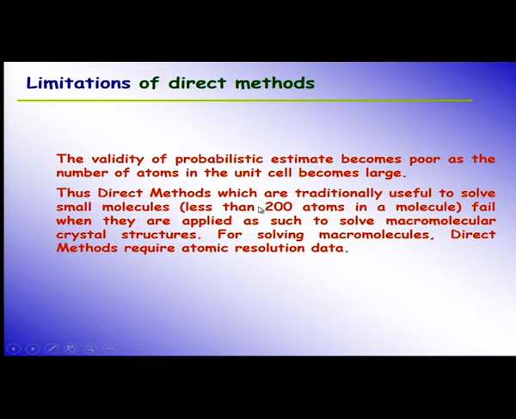Therefore, the direct methods, which are traditionally useful for small molecules, say with the present technology, even up to less than 200 atoms in a molecule, can be routinely solved. But when these methods are applied as such to solve macromolecular structures consisting of thousands of atoms, these methods fail, because direct methods work only with atomic resolution data, and not only that, the total number of atoms should be less than 200 or 100.